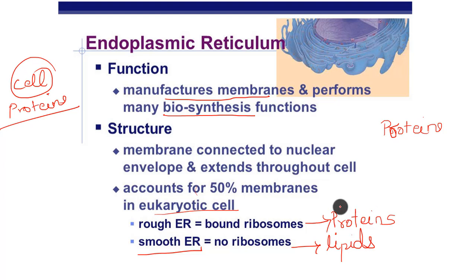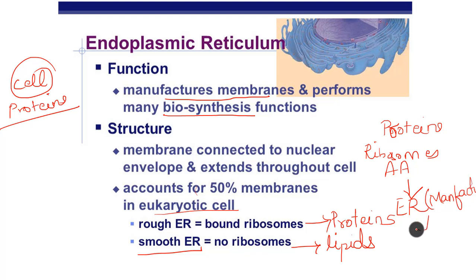Okay, who has the manufacturing for protein? Who has the amino acid? Ribosomes have the amino acid, which is the raw material to make proteins. Then who will manufacture? It will be rough endoplasmic reticulum and smooth endoplasmic reticulum which manufacture. And finally, you will have Golgi bodies. Okay, now let's see what this Golgi body is.